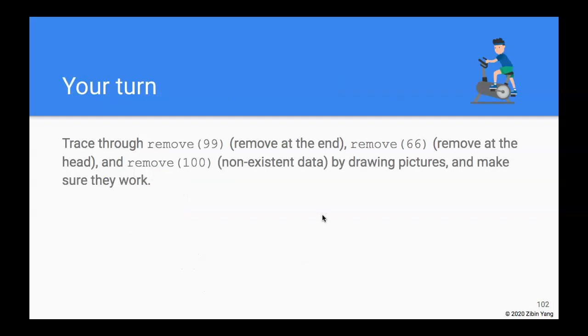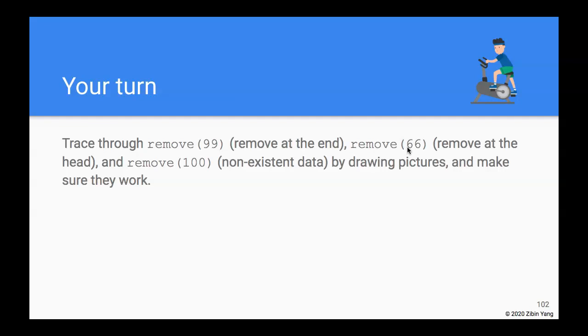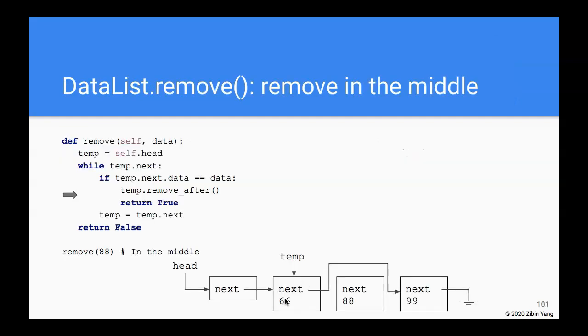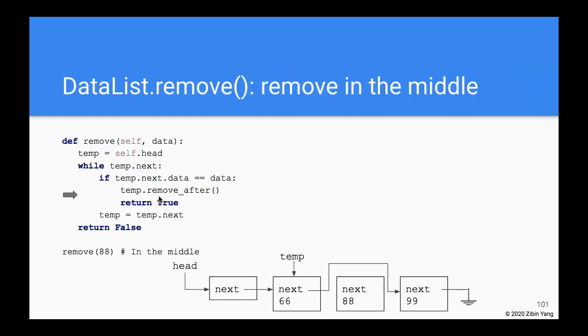Now I would like you to try the rest of the cases. So first try to remove 99, and that would be at the end of the linked list. And next remove 66, that's at the beginning of the linked list. And then finally try to remove a number that is not in the linked list, such as 100, and make sure that it correctly returns false. So please step through the code for each of these cases and draw the pictures like I did, and make sure that you understand how these few lines of code handle all those cases correctly.